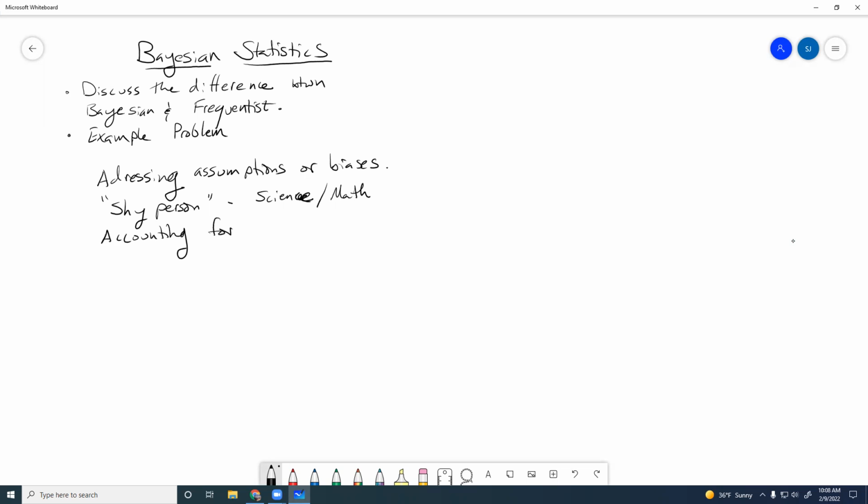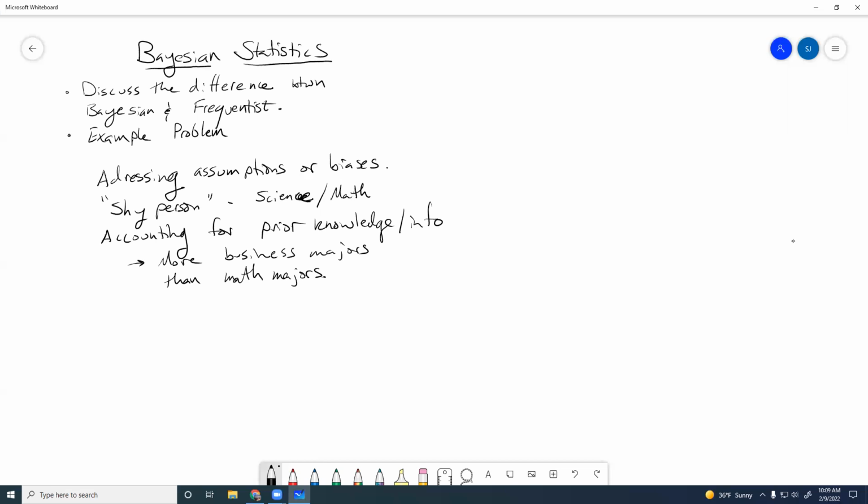We're accounting for prior knowledge or information. And in this case, there are more business majors than math majors. So if you meet a random person, even though the prevalence of shy people in business majors is much less than in the math and sciences, the random shy or introverted person you meet on campus is more likely to be a business major just because of that probability in general of meeting a person.